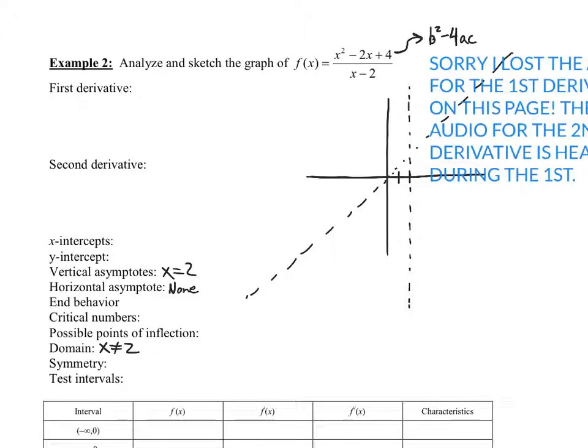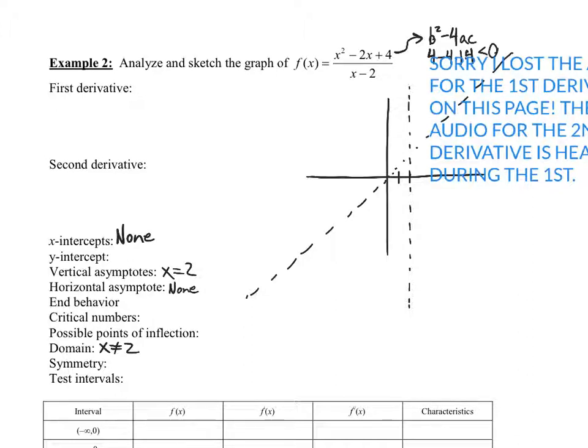What if there's no solution if you do that? Well, then what does that mean about our x-intercepts? There are none. It's possible for a graph not to hit the x-axis. So we do this and we get b squared, so that's 4 minus 4 times 1 times, sorry, not 2, 4. And that's negative, right? Yes. So what does that mean? There are no x-intercepts. There are none.